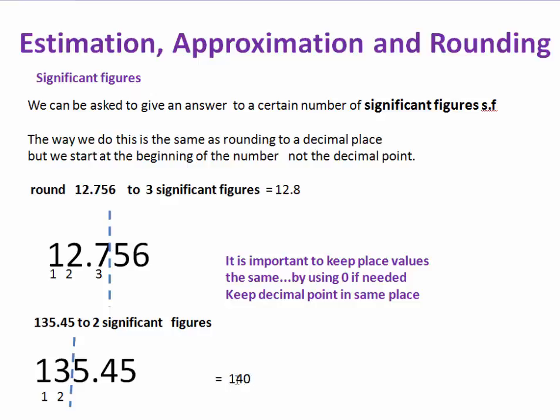Don't forget the 0. Here we've got 2 significant figures, but the 0 has to be included in the answer. It's important to keep the place values the same by using 0 and keep the decimal point in the same place. So the decimal point would be here, after 135. If we just give the answer as 14, that would be totally wrong. So that's an important fact to remember.